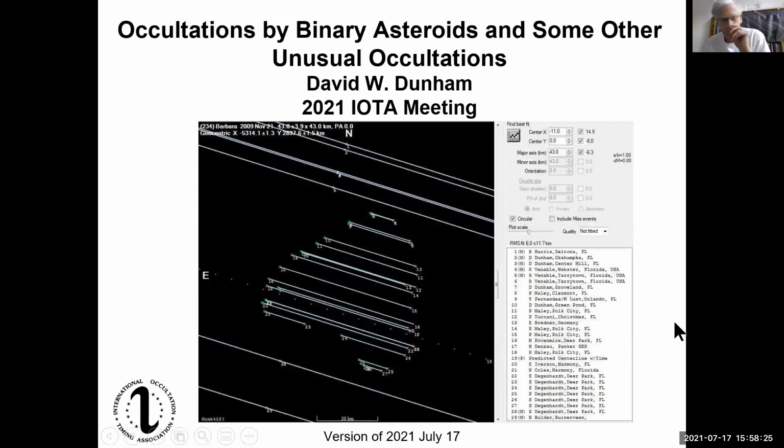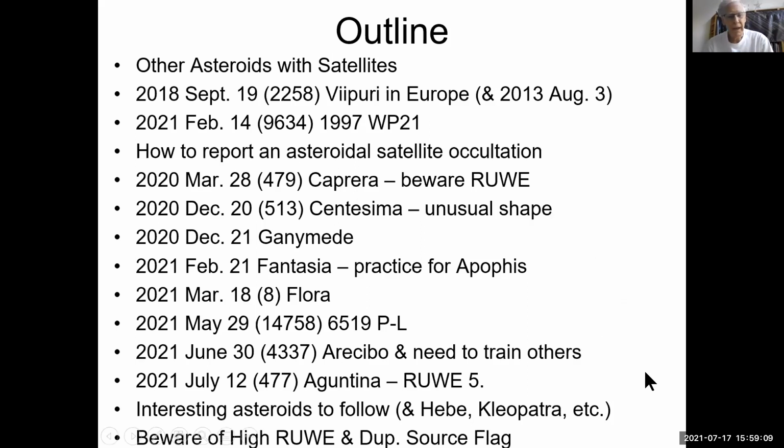yeah, okay. So this is, I call it Occultations by Binary Asteroids and Some Other Unusual Occultations. I showed a picture here of in 2009, we had a very successful observation of an occultation by the asteroid 234 Barbara, before the IOTA meeting in Florida. And we got this interesting bilobe shape of that object. So this is one asteroid I think we should continue doing campaigns on, or at least flagging for more interest. But this is just an outline of the talk. I'm going to have several events here, but I'll just flash through some of them because we're running a little short on time.